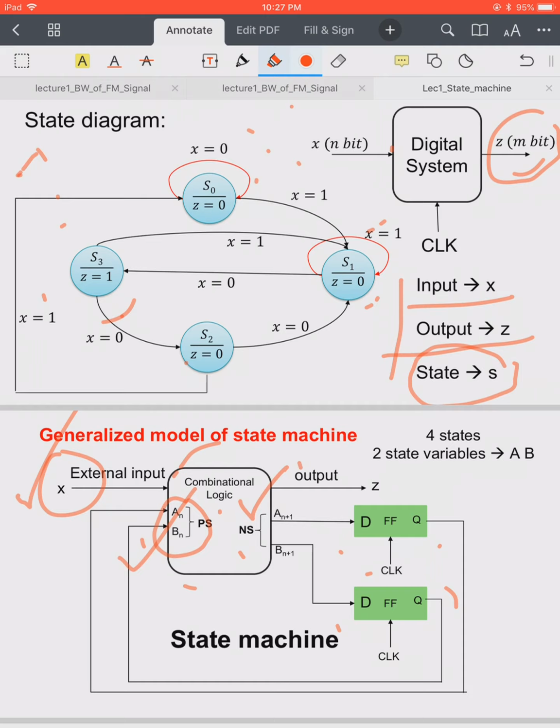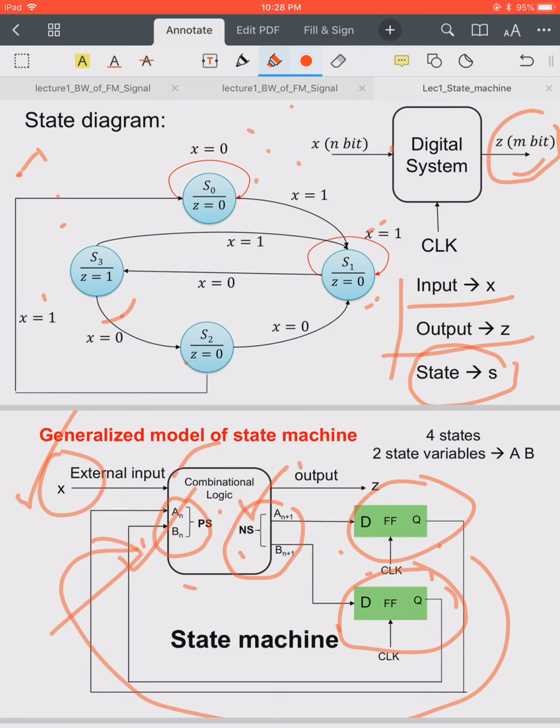But when I get the present state and the external input, I can generate the next state, but that will not be reflected as the present state until and unless the clock is triggered. Okay, you know triggering, right? Either positive or negative triggering, whatever triggering mechanism you follow. So it will not change its state, and that's why these flip-flops are there. So this is my sequential part, my memory part, and this is my combinational logic part.